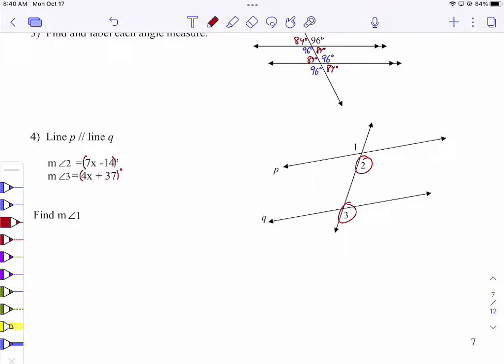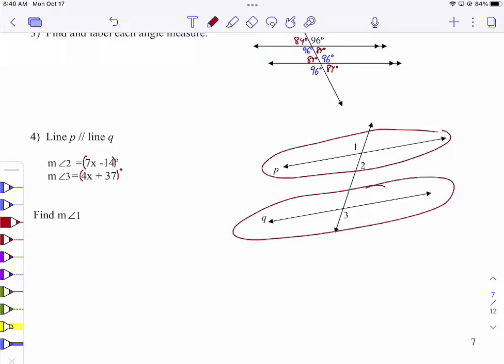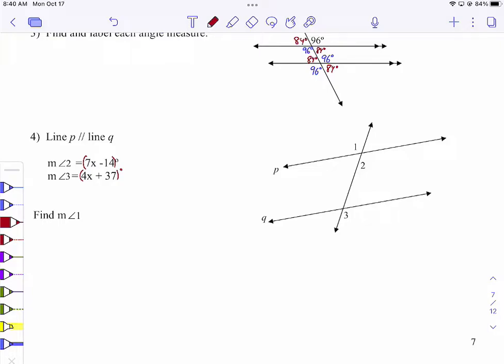Corresponding. Now, I said that they're only equal if the lines are parallel. I don't have the markings on here. How do I know they're parallel? Because it says it right here. Let me see it. Okay. I just got to point these things out to make sure. If it didn't say that, if this was not written down, this problem would be impossible. Okay, so it says they're parallel.